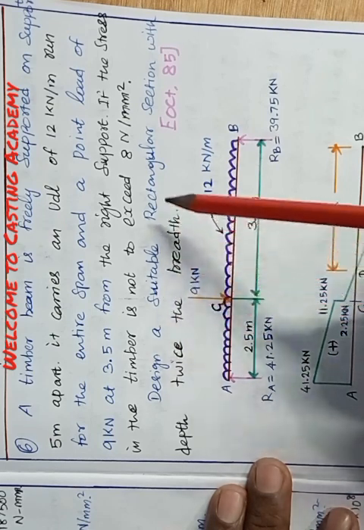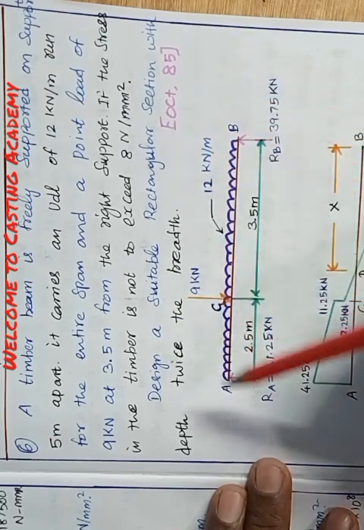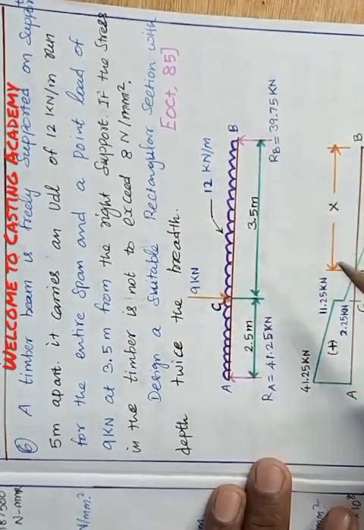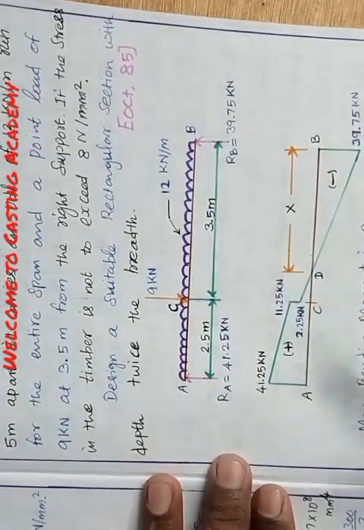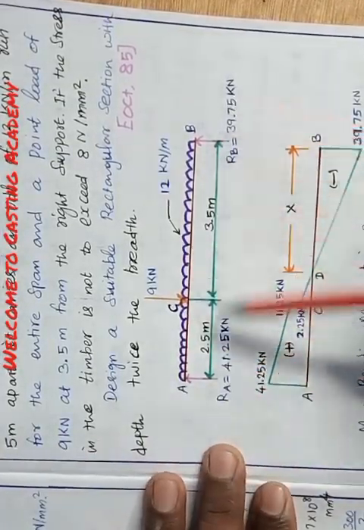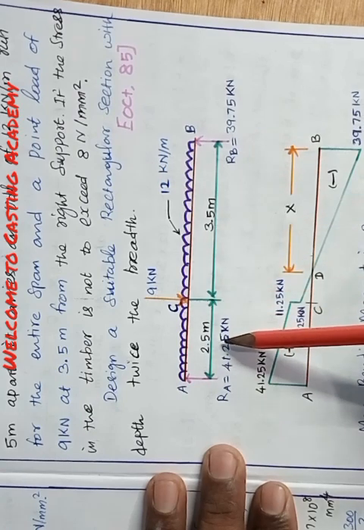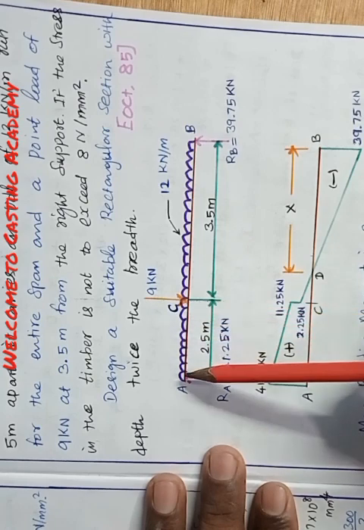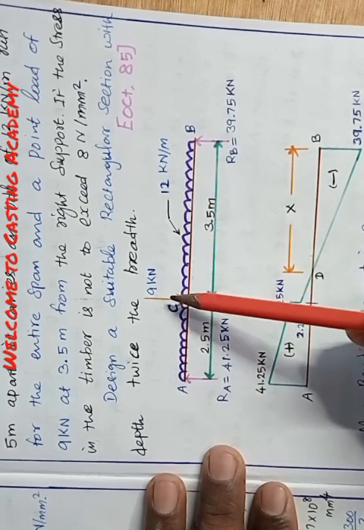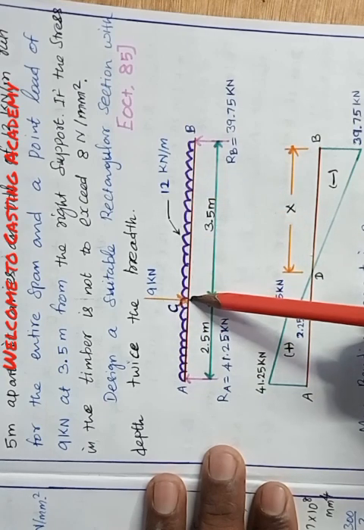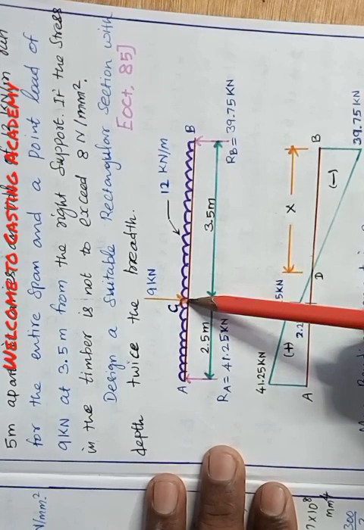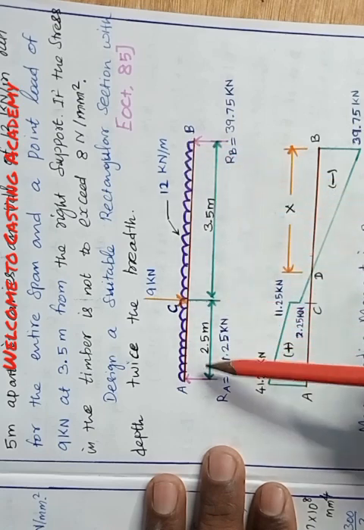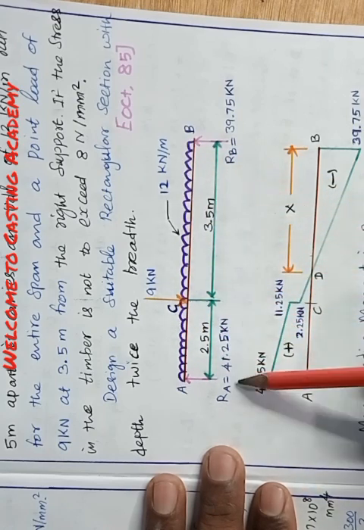Design a suitable rectangular section with the depth twice the breadth. These are all the given data. First, you see the figure. So this is the entire simply supported beam. The span is 6 meter, and from the left support, 9 kilonewton is acting as a point load. The UDL is 12 kilonewton per meter. So here is the diagram.